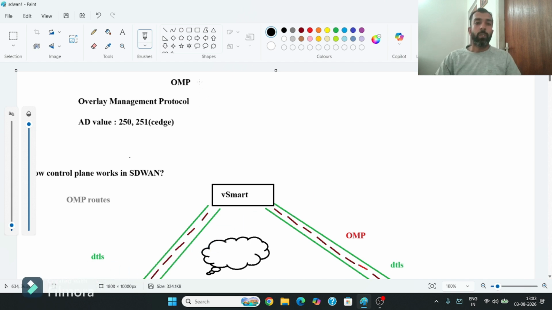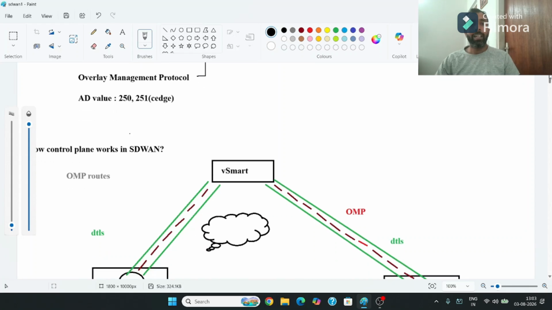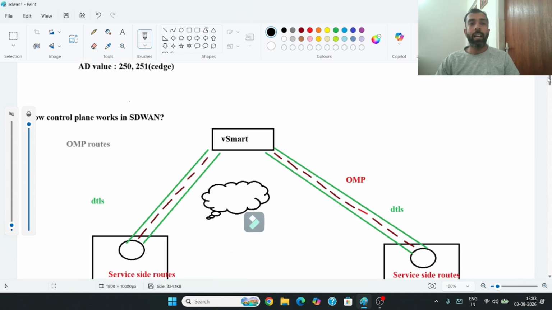Now, why are we using the OMP protocol in the first place in an SD-WAN network? The reason is that OMP is a layer 3 protocol and it will be used as a control plane information navigator, or the exchange of control plane information will be done with the help of the vSmart controller.